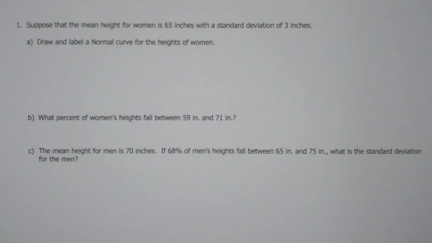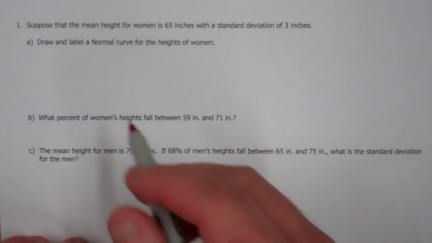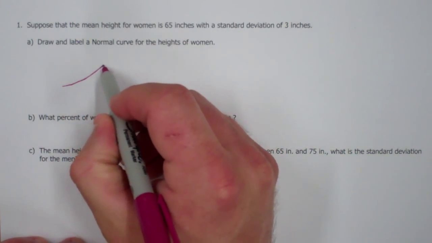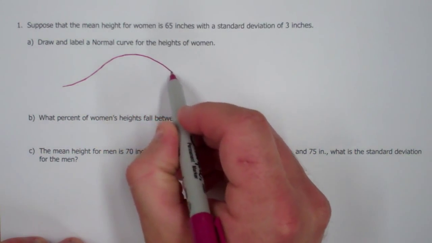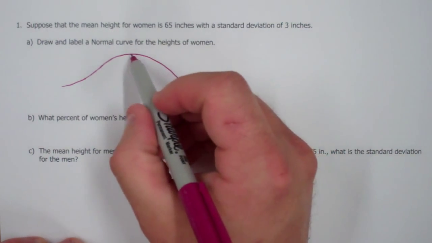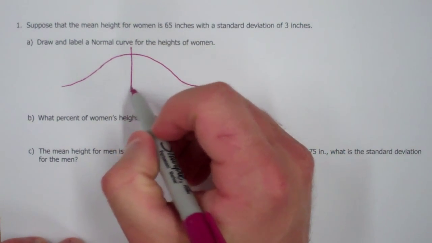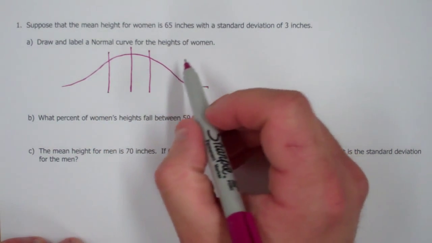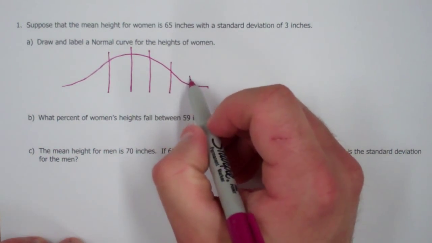In example 1, we are given that the mean height for women is 65 inches with a standard deviation of 3 inches. We're going to draw and label a normal curve. So I'll start the curve up like this, just kind of make it nice and bell-shaped. It's by hand, so it's probably not going to be perfect, but it can be close. And I'm going to try to make these lines here, here, and here.